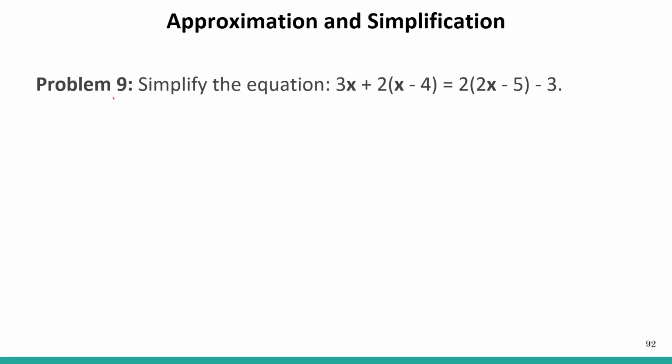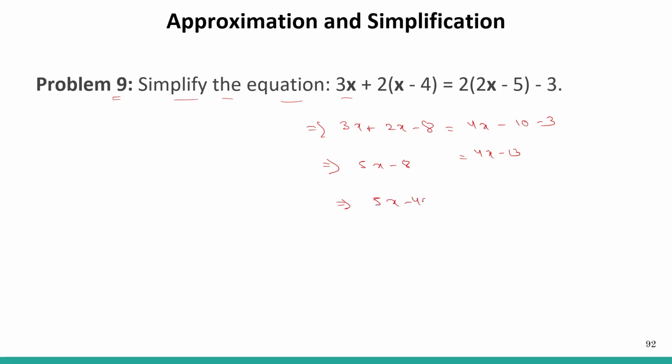So let's go forward with problem number 9. Simplify the equation 3x plus 2 into (x minus 4) is equal to 2 into (2x minus 5) minus 3. So what we want to do is simplify this. 3x plus 2 into x is 2x, minus 2 into 4 is 8. This will be equal to 4x minus 2 into 5 is 10, minus 3, so 4x minus 13, right? So in the LHS we will have 5x minus 8. Solving it further, keeping the x values to the left hand side.